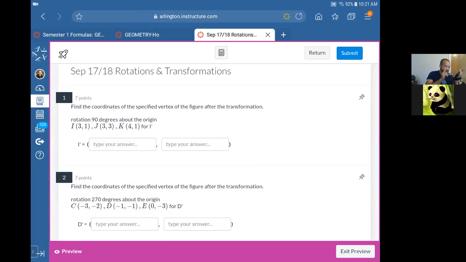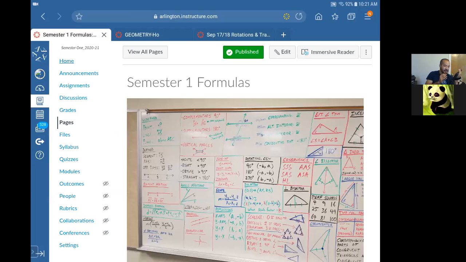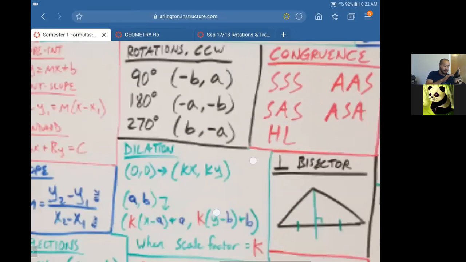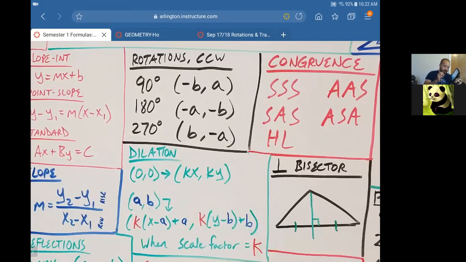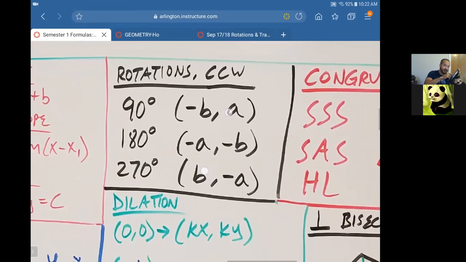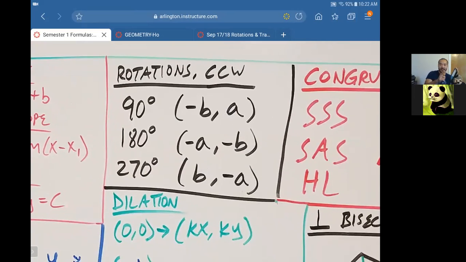So you have to find the coordinates for these vertices when you do certain transformations to them. So what you need are these formulas here. So back to semester 1 formulas. Two things we're focusing on are rotations and dilations. So that's this right here. This black one and this green one. But actually, this green one, we're not going to do the one with the colors in it. We're just going to do the basic one. So really, this is all you need right here. The rotations formula and the dilation formula.